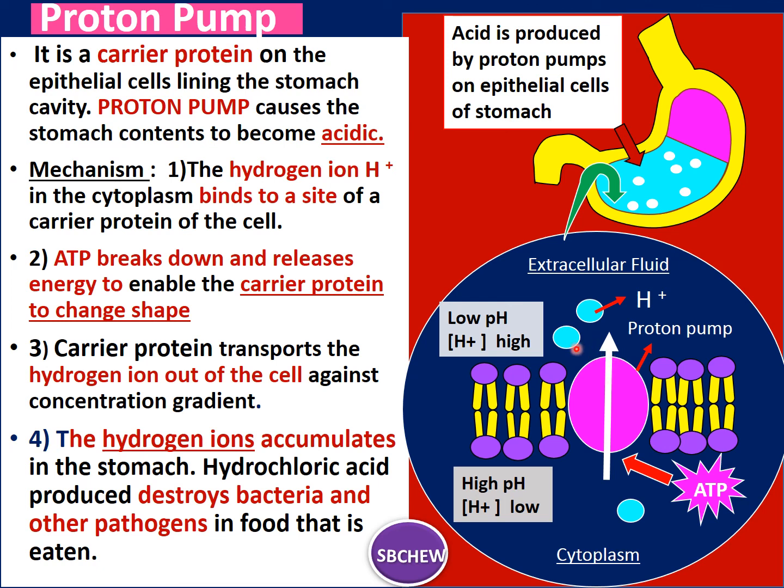It's not shown here. These are the hydrogen ions against the concentration gradient from region of low concentration to region of high concentration. In this way, the hydrogen ions will accumulate in the stomach cavity, and they will form the hydrochloric acid, which destroys bacteria and other pathogens in the food that we eat. So that is the function of the proton pump, and also the mechanism to produce the acid, by pumping out the hydrogen ions.